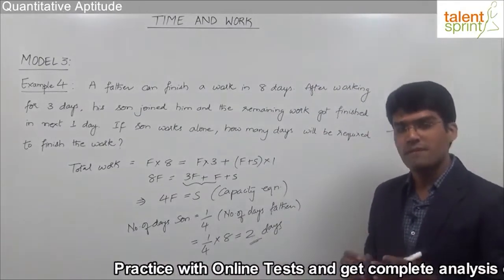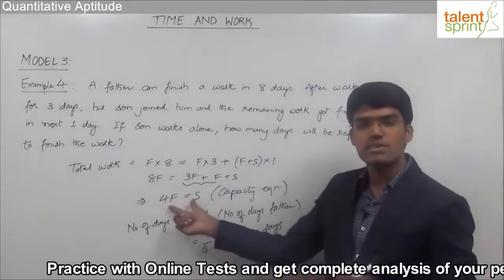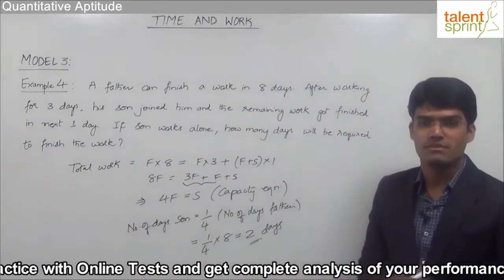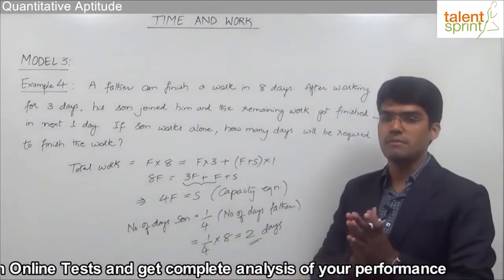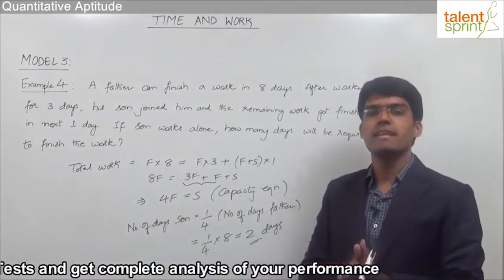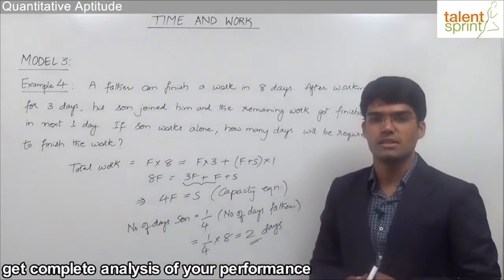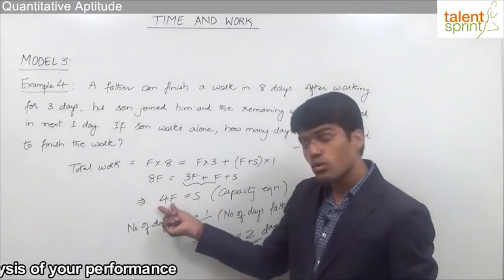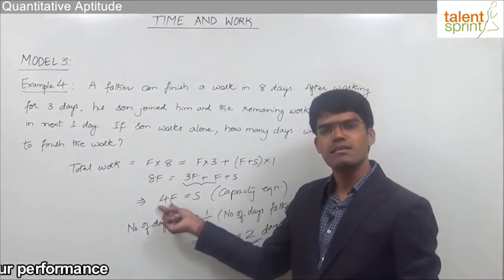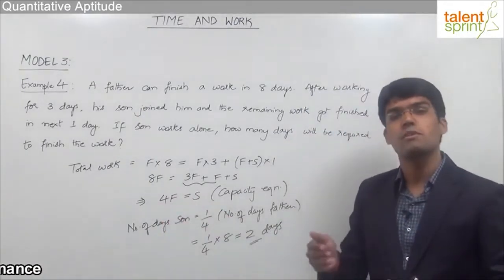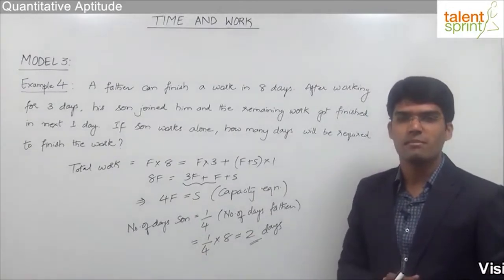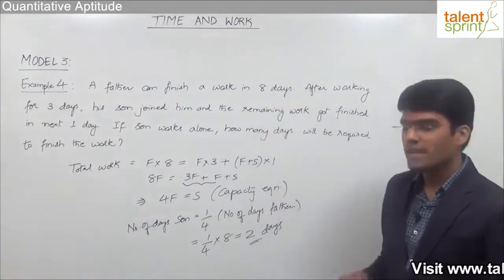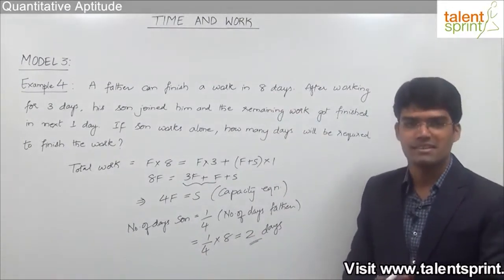Whenever we need to find out the number of days required by any one of these persons, we first need to convert this capacity equation into a number of days equation. And that can be done with the help of the simple concept that number of days and capacity are reciprocal of each other. So very clearly, if son's efficiency or capacity is 4 times father's, the number of days required by son should be 1/4 of the number of days required by father. So 1/4 of 8 is 2. That's how we get the answer here.